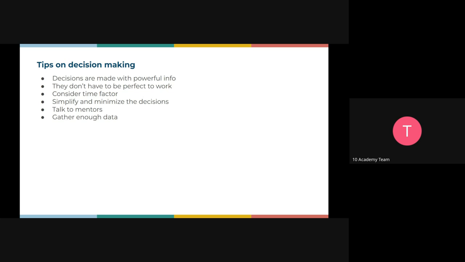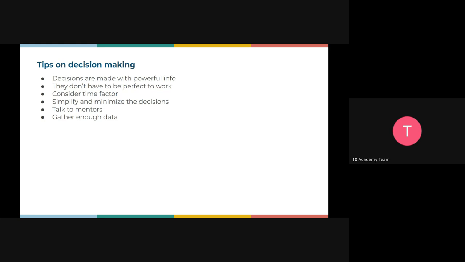And then also consider the time factor. Is there a time constraint on it? In the next 10 years, how will I feel about this decision? In the next 1 week, how will I feel about making this decision? And the other thing is to simplify and minimize the decision. So remove the many noises. Sometimes you could have a lot of decisions that you're supposed to make, but some are not really relevant. So clear that clutter in your head.